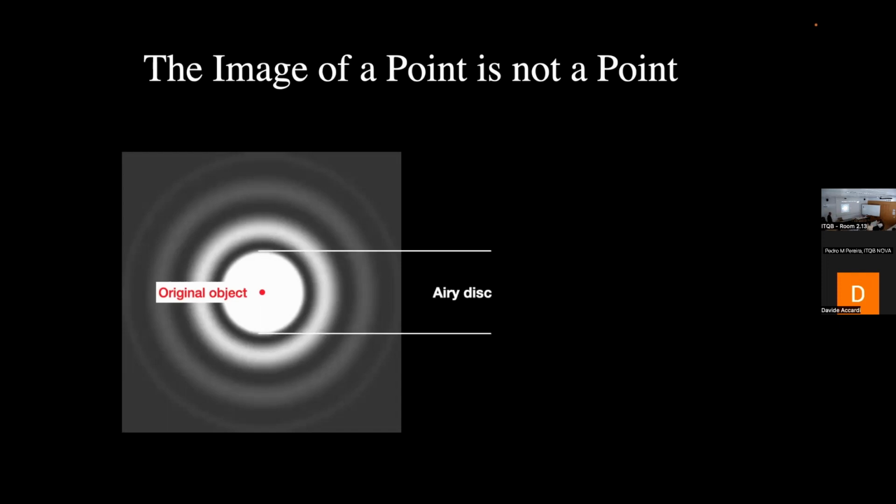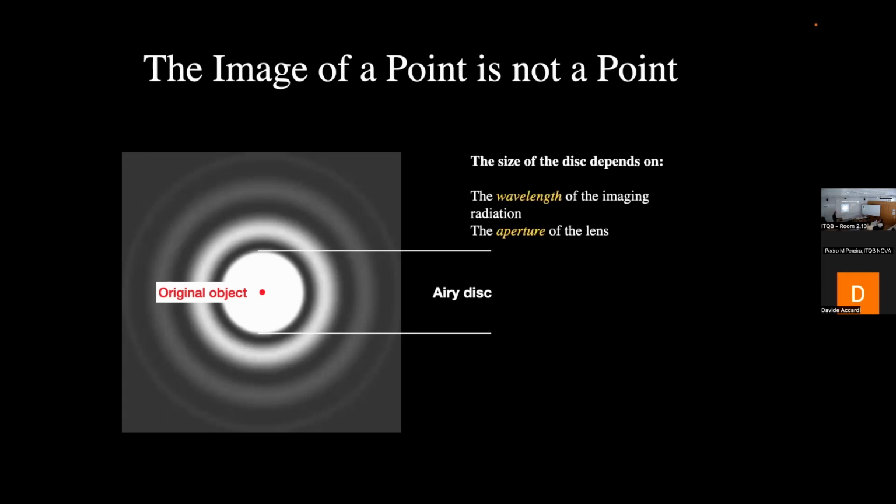So this disk of light is called the Airy disk, okay? And we have then a diffraction pattern around it with circles of darkness and light. It's called the Airy disk because it was described for the first time by George Airy, a British scientist who lived in the mid-1800s.